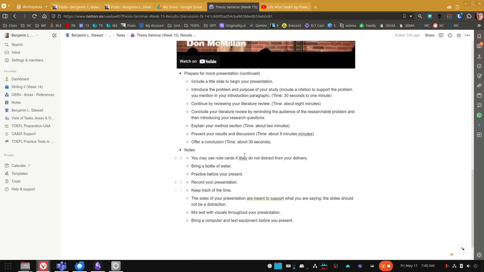Some general notes to consider for preparing for your mock presentation. You may use note cards if they do not interfere or distract from the delivery of your presentation. So make sure that when you're practicing, you can glance down at your cards, but make sure that you're not so focused on your cards that you're not connecting with the audience.